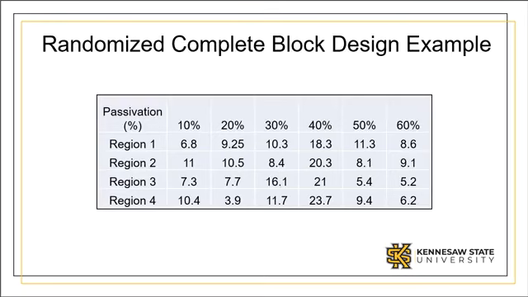Let's extend the example we previously discussed. We decide to add a concentrated passivation treatment to each test plate. Test plates are placed in each region in blocks. We will assume that alpha is 0.05.